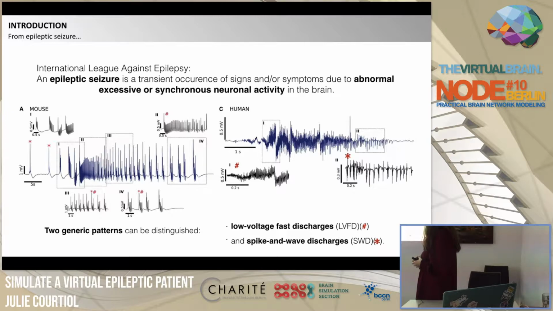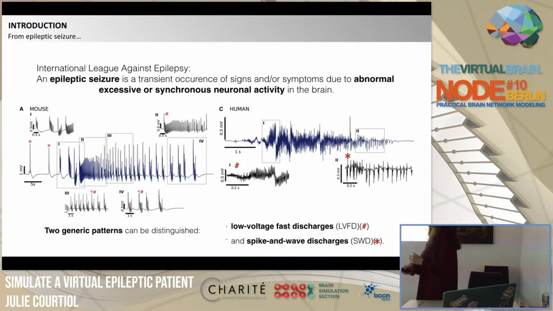The seizures are characterized by an onset, then various alternations of fast discharges, marked with the hashtag, and of spike-wave events, marked with the stars, and an offset. These two generic patterns, the low fast discharges and the spike-and-wave events, can be observed across species, like here in mouse and human, but also across brain regions.